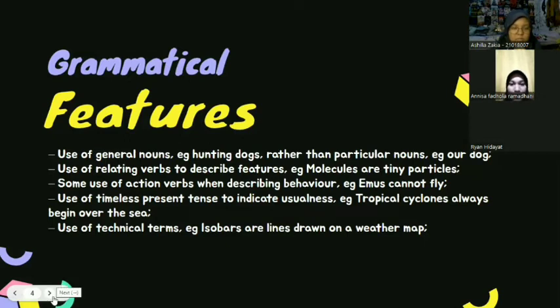Number 4, use of timeless present tense to indicate usualness, e.g. a tropical cyclone always begins over the sea. 5. Use of technical terms, e.g. isobars are lines drawn on a weather map.